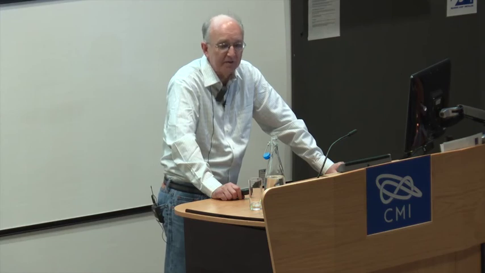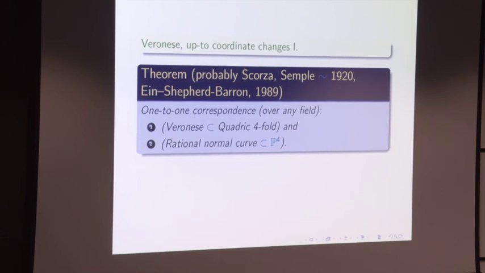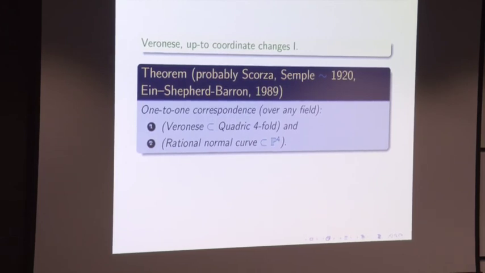So it's included as an exercise in the book of Semple and Roth from 1949, but he gives no hints. A modern treatment was given by Ayman Shepherd-Barron, and it says that, well, you are interested in a four-dimensional quadric that contains a Veronese surface.